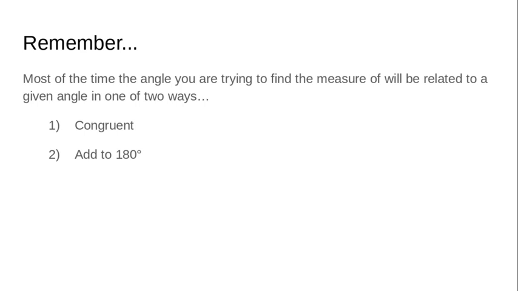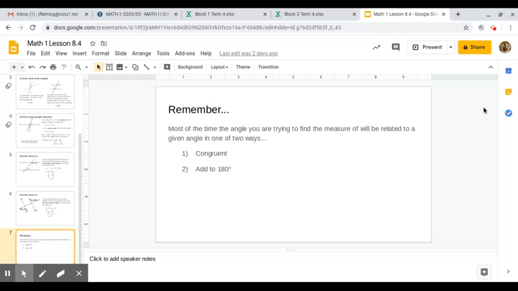So take a look at it. Does it have one of the congruent relationships: vertical, alternate interior, alternate exterior? Or does it have one of the supplementary add to 180 relationships: linear pairs, consecutive interior, consecutive exterior? So take a look at your diagrams as you're working today, see how they relate to one another, and then use that to answer your question.